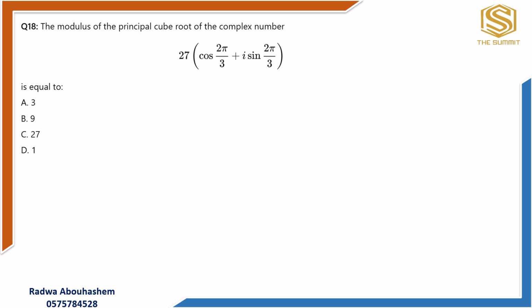Now, question 18, the modulus of the principal cube root of the complex number. The modulus is the r, right? And he's asking me to take the cube root. So this means I'm going to take the cubic root of 27, so it's 3. Modulus means the radius.